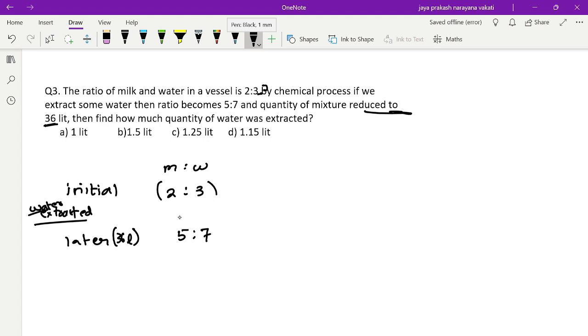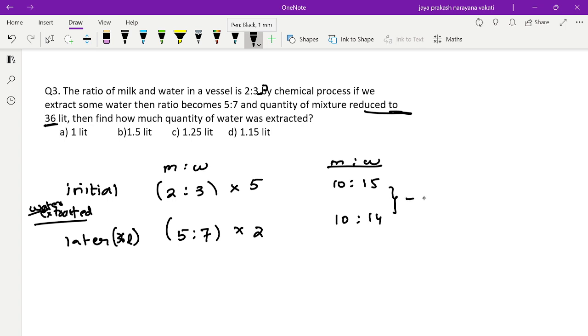So similar to my previous discussion, what I need to do is make the milk the same. So 2 and 5 should be made the same number. So we'll multiply with each other. We'll multiply the first ratio with 5 and the second ratio with 2, so that the milk parts will be the same. Milk units will be the same. 2 fives are 10, 3 fives are 15, 5 twos are 10, 7 twos are 14. So milk is the same.